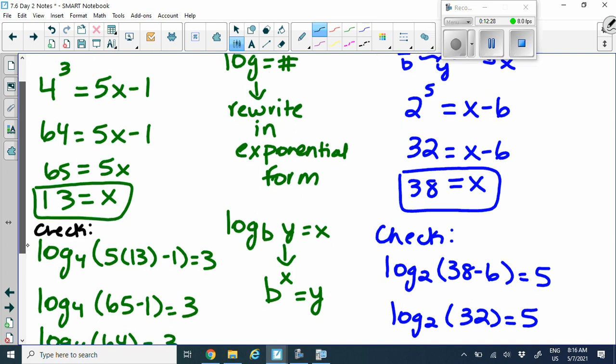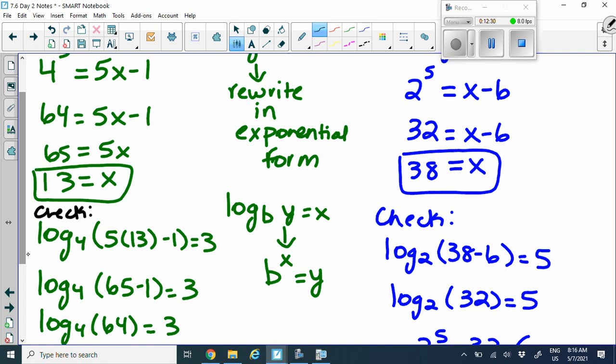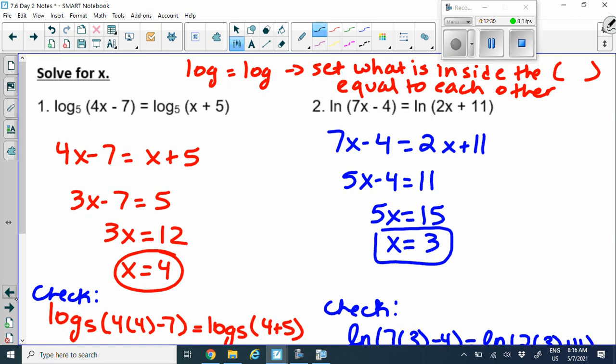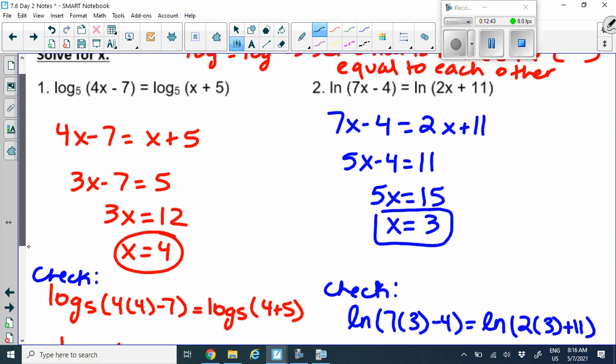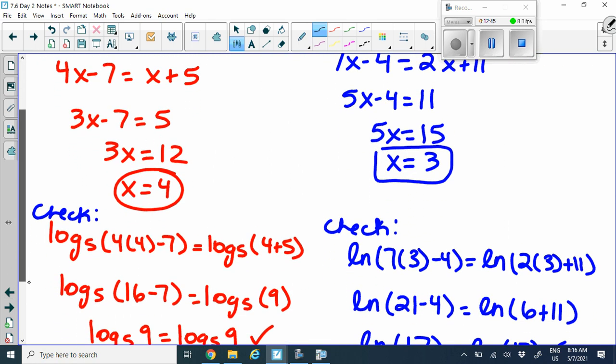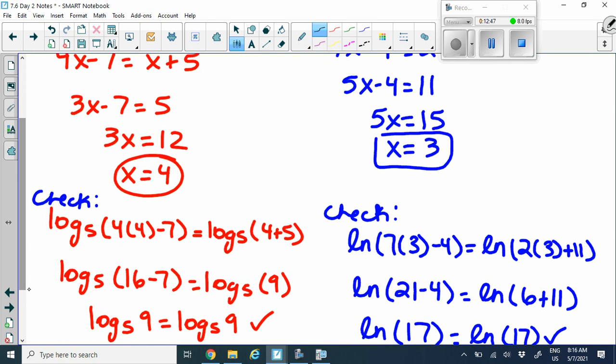What if when I plugged x equals 13? Well, when we evaluated that, I got log base 4 of 64. That is a positive number, so that worked out. We didn't even have to do it here. Okay, so when I plugged x equals 4 into our parentheses, on both sides I get a positive 9. So that means 4 worked. And then what about when I did x equals 3? Well, when I evaluated inside the parentheses, I got 17, positive 17 on both sides, so that worked.